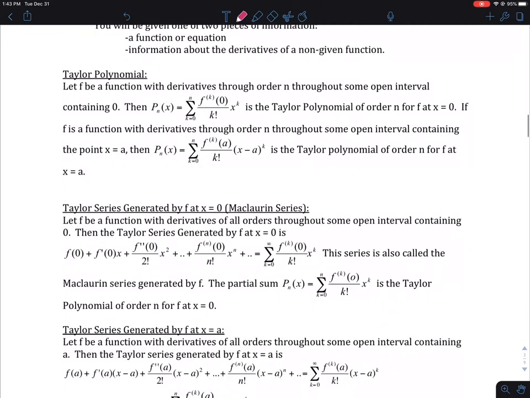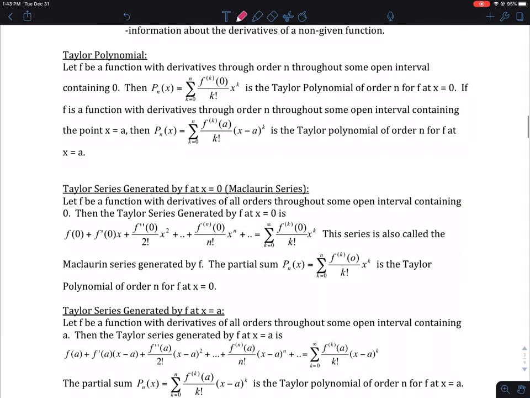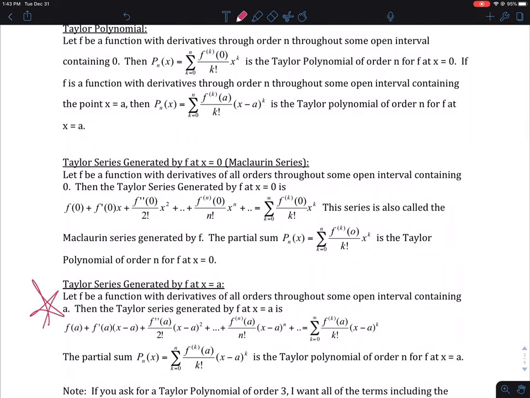And I don't know how good you are with memorizing. I'm not very good. So what I would do is I would only memorize this one. Okay. Taylor series generated by f at x equals a.